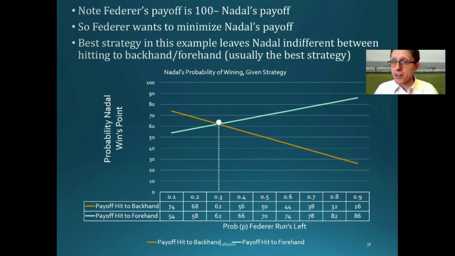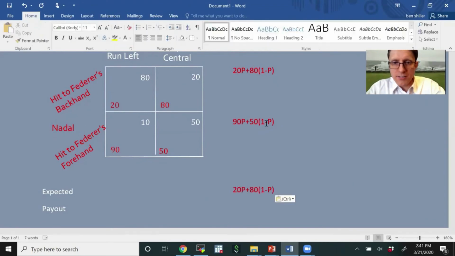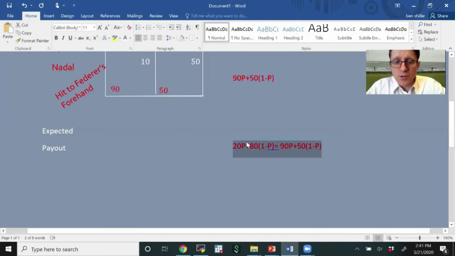Okay? And that actually shows us how we're going to solve this problem mathematically. We've already written down Nadal's expected probability of winning the point when he hits to the forehand and hits to the backhand side. So we have two different expected payouts for Nadal under his two strategies. And we're just going to set them equal to each other and find the probability P that equalizes Nadal's payout under those two strategies that Nadal has. So what we're going to do is set Nadal's expected payoffs from the two strategies equal to each other. And then we're going to solve for P.